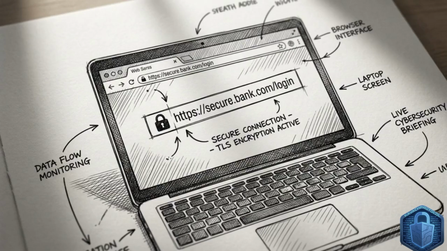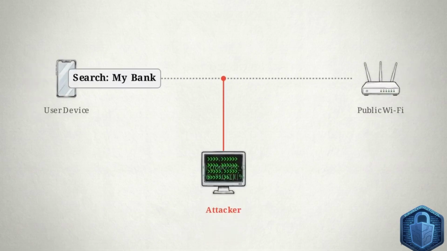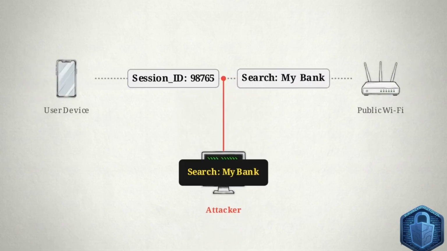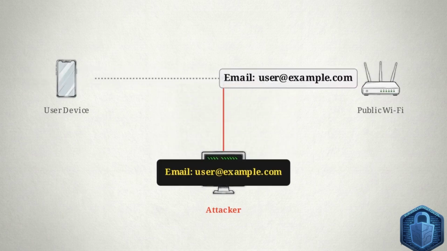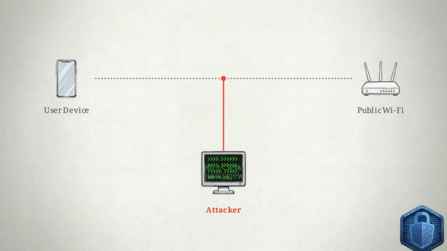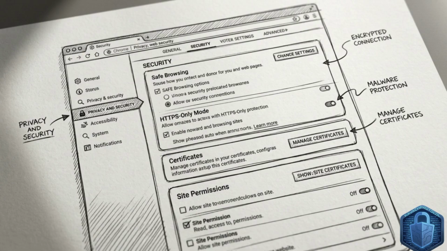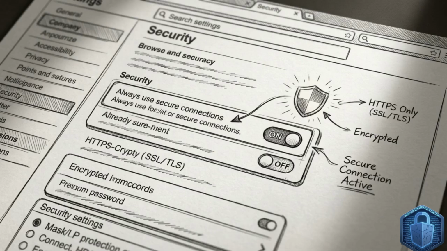Now that your phone won't connect automatically, we need to protect the data leaving your web browser. On an unencrypted connection, every search query, session token, and password you type transmits in plain text, completely visible to whoever controls the local network. This Chrome settings menu shows the fix. Go to Settings, tap Privacy and Security, open the Security tab, and toggle Always Use Secure Connections to on. Your browser will now automatically refuse to send data over unencrypted HTTP traffic.